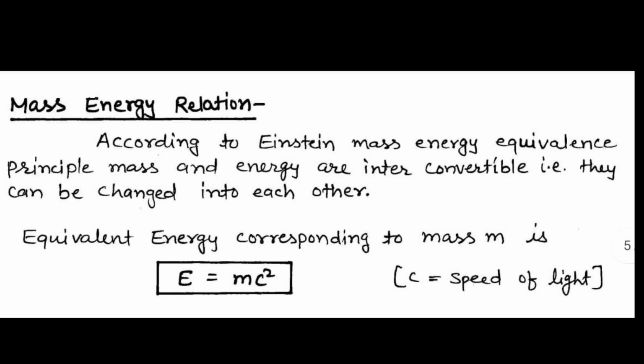Energy has a very important relationship with mass, called the mass-energy relation, given by Einstein as the Einstein mass-energy equivalence principle, which states that mass and energy are interconvertible, that is, they can be changed into each other. So the expression is E = mc², where c is the speed of light.